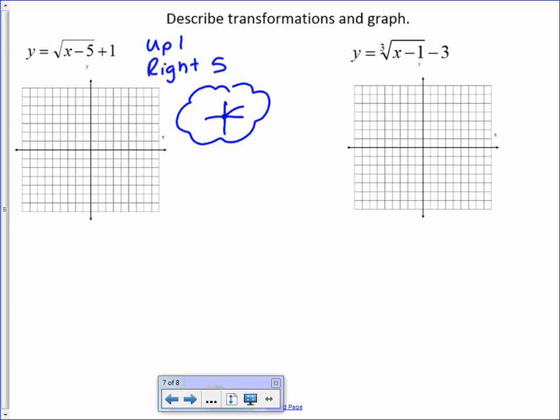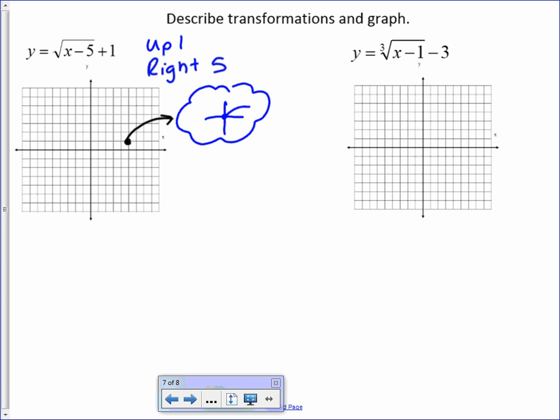So I'm going to start at 0, 0 and go up, but now I'm shifting all of that. So I'm going to take this start point and move it right 5 and up 1. That's the new start point. There was no reflection, no stretch, no shrink. That's my square root.